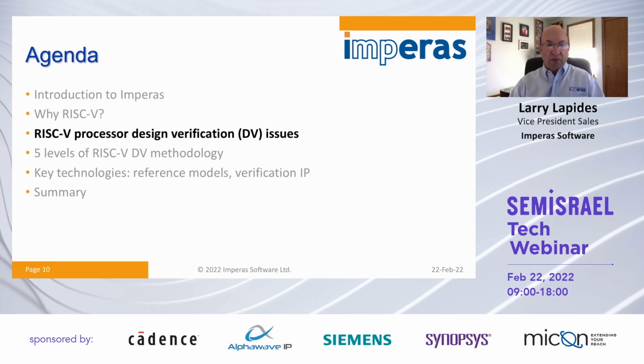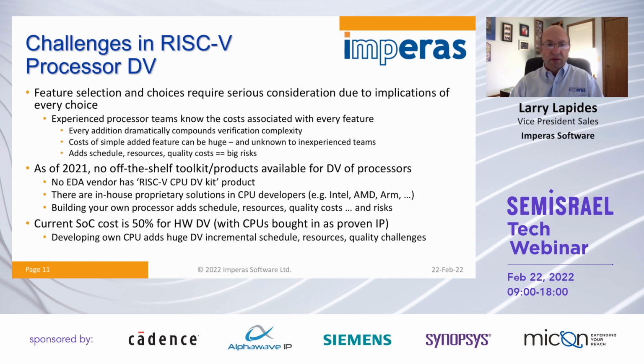So what are the processor design verification issues for RISC-V? Every feature selection, every choice that is made requires serious consideration due to the implications of these choices. The experienced processor teams know the costs associated with every feature. Every addition dramatically compounds the verification complexity. The costs of a simple added feature can be huge, and this can be unknown to inexperienced teams. There are schedule, resource, and quality implications. These imply risks.